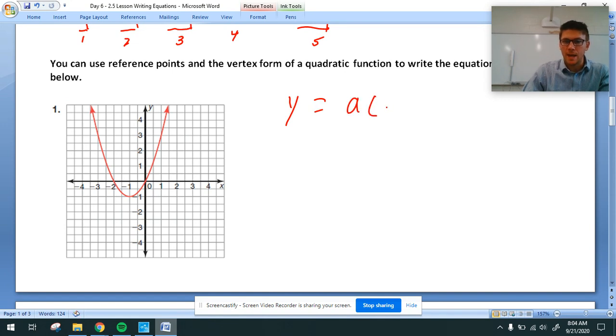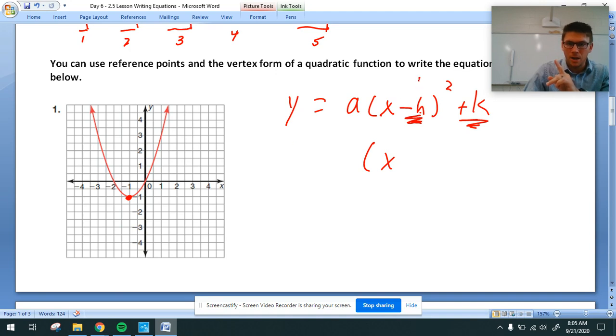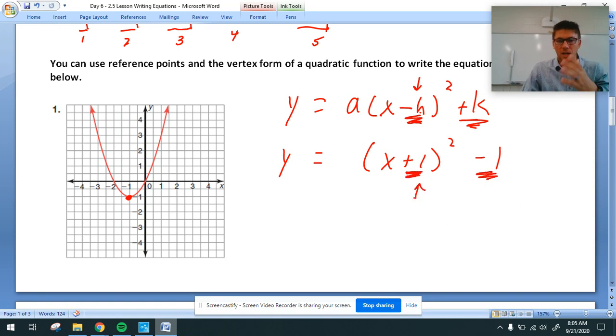So in vertex form, a times x minus h squared plus k. This here, h and k, those are the vertex. Well, the vertex is at -1, -1. So my equation, x, careful here, if it's -1, negative, negative, it's actually +1 squared minus 1. And think back to what we've done with vertex form so far. As we've looked at it in the past, this one is always opposite of what you would naturally think. So that +1 actually means it moved left 1. So that is correct right there. So that's why it's a +1 here.